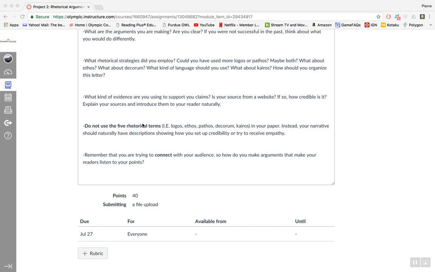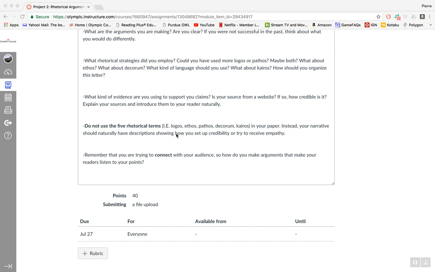Do not use the 5 rhetorical terms, i.e. logos, ethos, pathos, decorum, kairos, in your paper. Instead, your narrative should naturally have descriptions showing how to set up your credibility or try to receive empathy. Don't say things like, I am now going to try to use pathos to try and convince you, because that's going to do the opposite, right? No one says, I'm using ethos to try to set up my credibility. Just do it. Just say, this source backs up my argument.